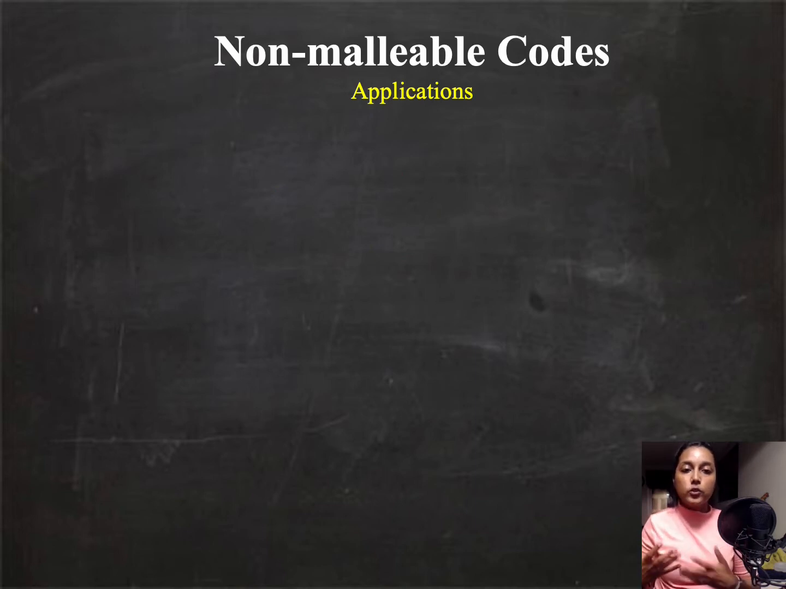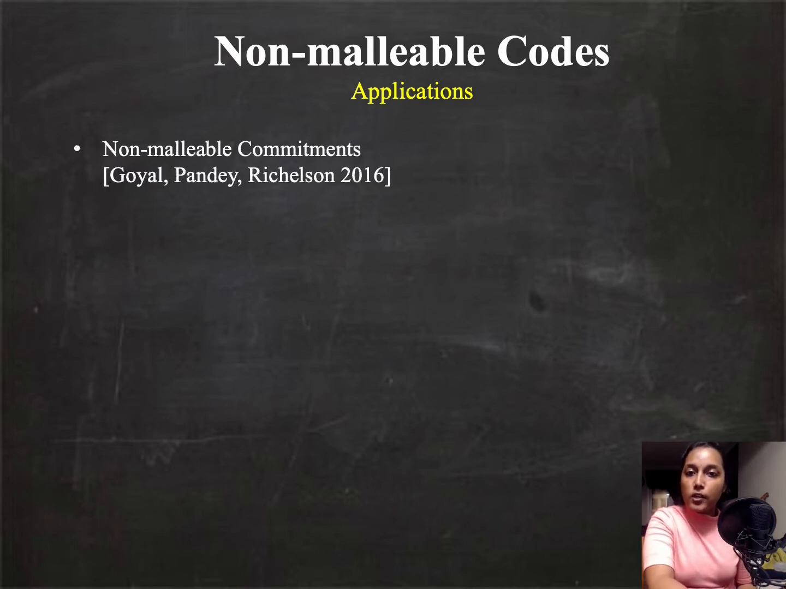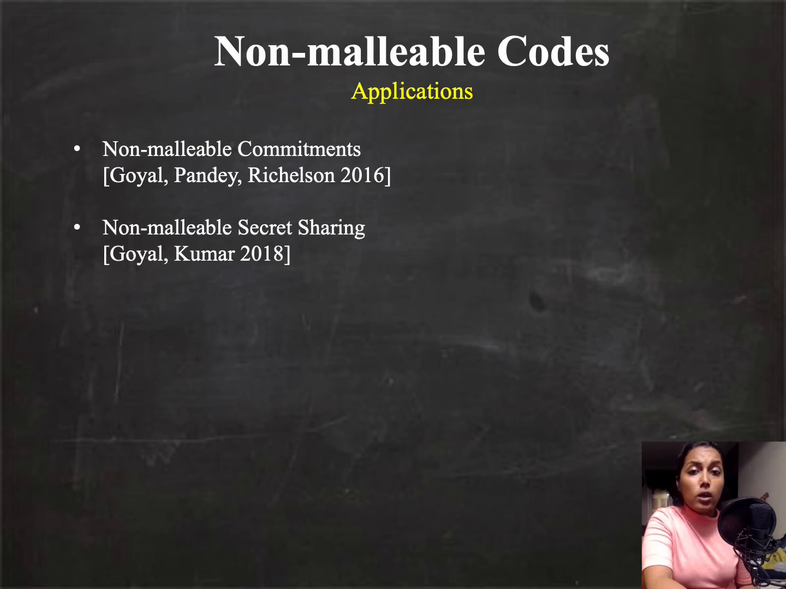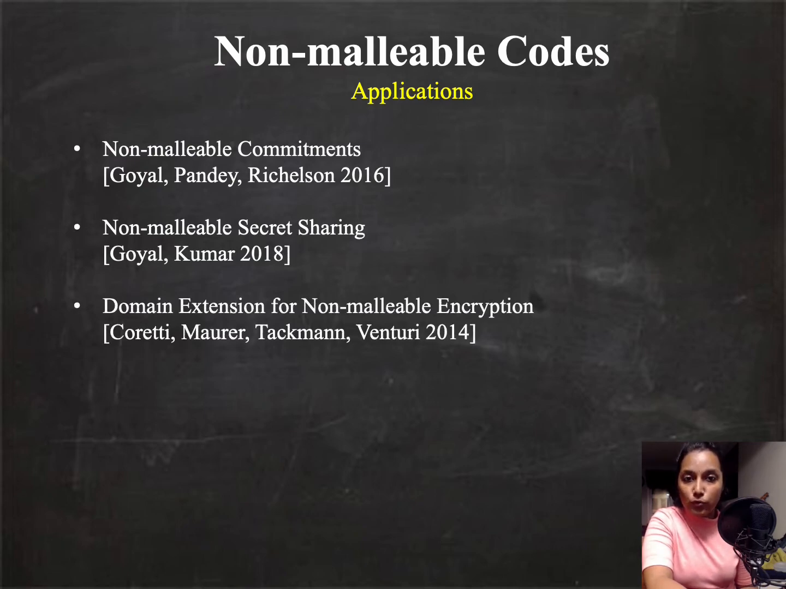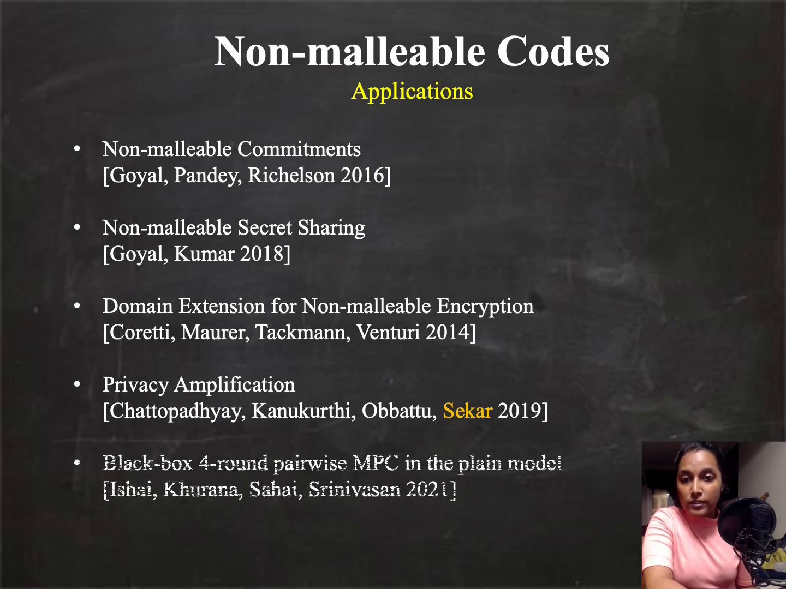Where are these actually useful? Where is such a tampering model actually useful? So specifically the split state model that I defined, the non-malleable codes against them turn out to be useful in several crypto applications. Just to list a few of them, they are useful in building non-malleable commitments, non-malleable secret sharing, domain extension for non-malleable encryption, and privacy amplification, and more recently to black box 4-round pairwise MPC in the plain model. Each of them is independently a very interesting primitive in the crypto realm, and I urge you to look at these papers to see how actually split-state non-malleable codes turn out to be useful.